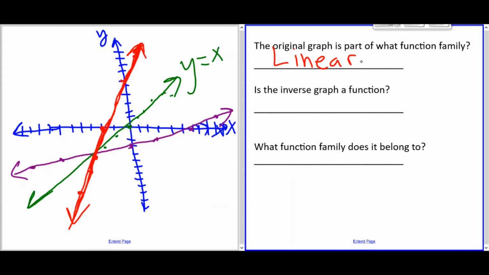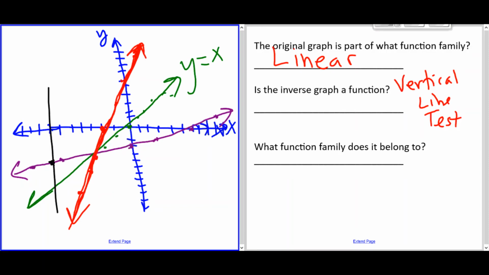Then they ask, is that purple line a function? They tell you that the red line is a function, but is the inverse a function? To do that, we're going to use what we call the vertical line test, and you should be familiar with this from Algebra 1. In the vertical line test, any vertical line that I draw through that purple function, as long as it touches that purple function exactly once, then it's a function.